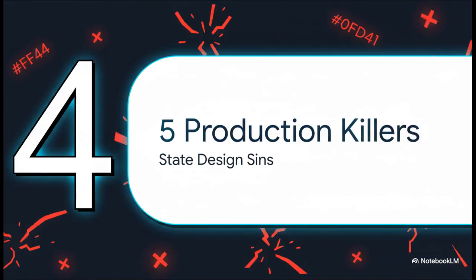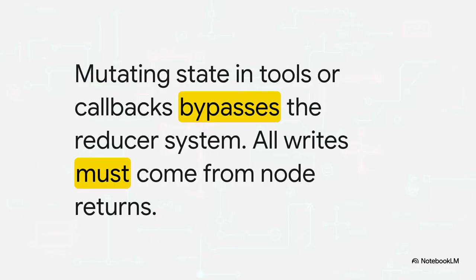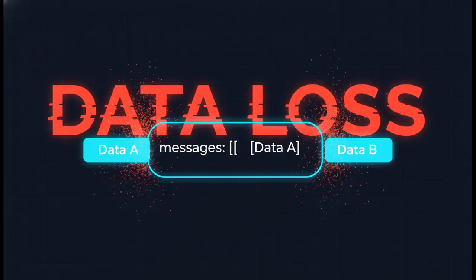All right, time for a rapid-fire review. Let's go through the 5 state design sins that will absolutely destroy your agent in production. First, never, ever mutate state directly inside a tool or some other callback. Doing this completely bypasses the reducer system and the entire safety model of the graph. All state changes must come from the return values of your nodes. Yeah, I know we've already covered this, but it is the #1 cause of data loss, so it's worth repeating.